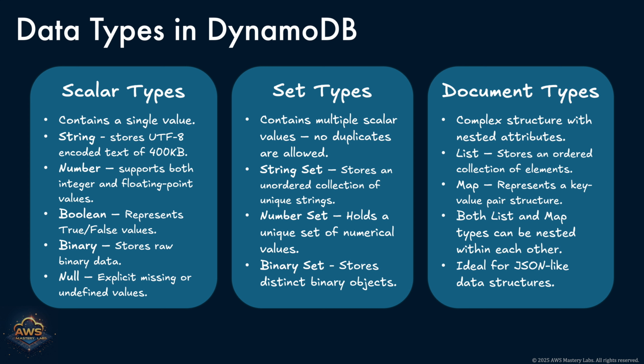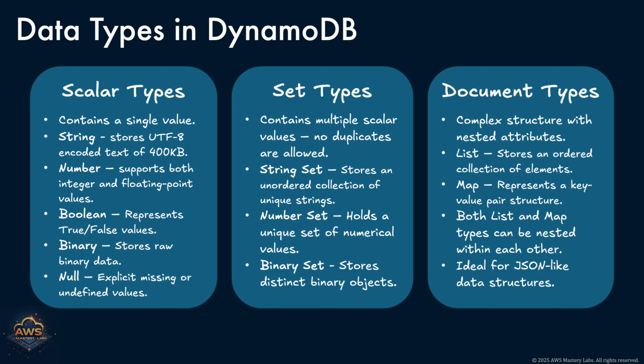List. This type stores an ordered collection of elements, much like an array in JSON. Each element in the list can be a scalar, such as a string or number, a set, or even another list or map, enabling deep nesting. Lists are ideal for use cases like representing a sequence of events, ordered tags, or track listings in an album. Their ordered nature ensures that position is preserved, which can be important for workflows or ordered data representation.